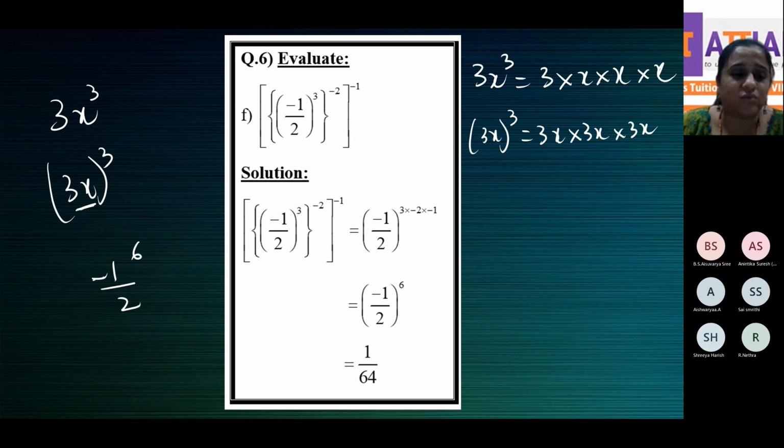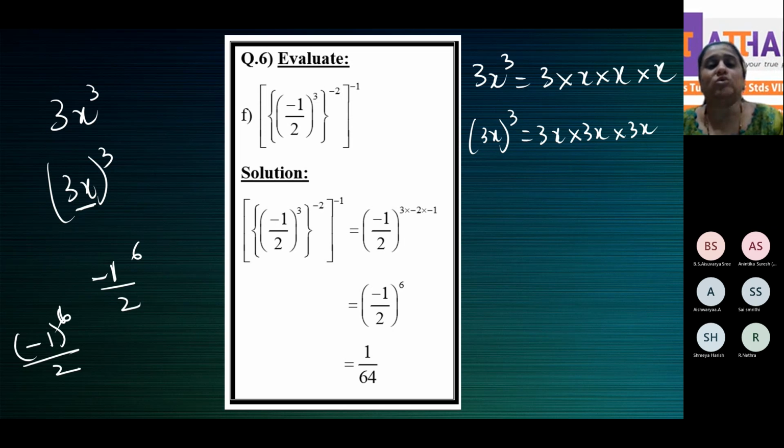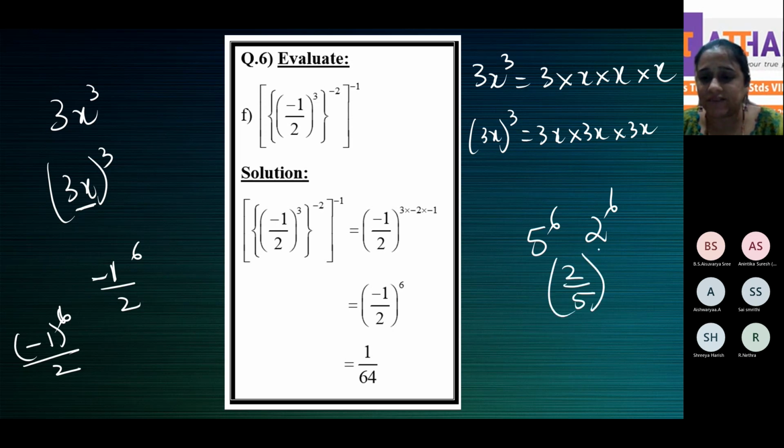So if you write minus 1 by 2 to the power 6 without a bracket, it would mean that 6 is only for the numerator and not for the denominator. I'll tell you when you need not use a bracket. When it's like 5 to the power 6 or 2 to the power 6, no bracket is needed. If it is 2 by 5 to the power 6, you should use a bracket and then say 6, because the power 6 is for both the numerator and the denominator. So when there is more than one part, you use a bracket.